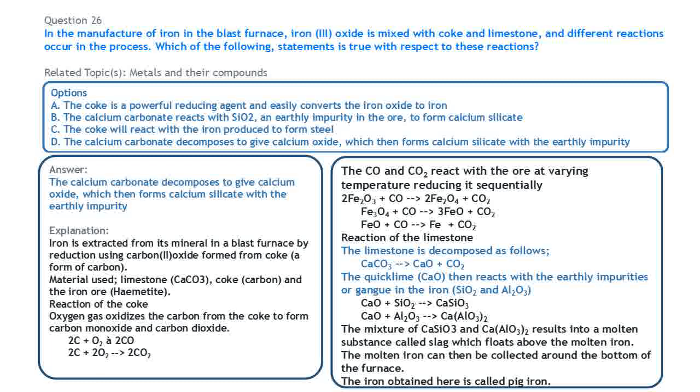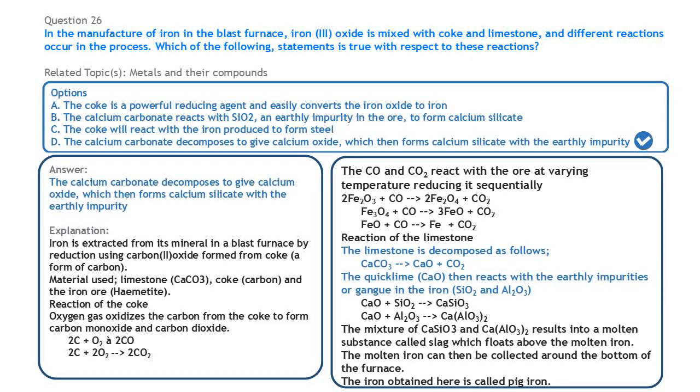Okay, one of those things that happen during the production of iron in the blast furnace is that limestone is added, and that limestone decomposes under heat to give calcium oxide and carbon dioxide. This calcium oxide then reacts with impurities. It reacts with the earthly impurities, that is the silicate and the aluminum oxide, to form calcium silicate.